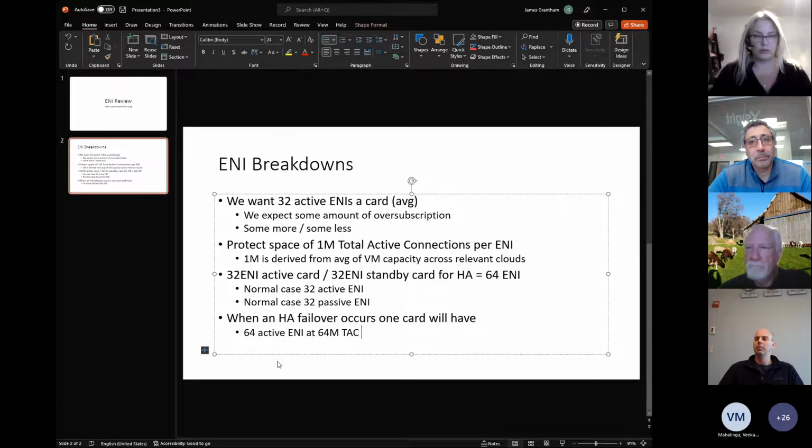I think one of the things, what the confusion is, it's an active active HA system. It's not an active passive. Active active means that both of you are taking half of the connections, half means 32 ENIs being active. And then once the failover occurs, of course, that's going to double.